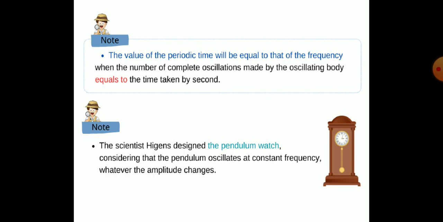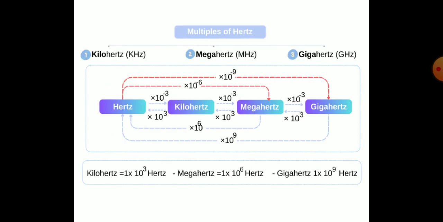And the scientist had designed the pendulum watch, considering that the pendulum oscillates at constant frequency whatever the amplitude changes. And to remember, kilohertz equals 1 times 10 power 3 Hertz, and megahertz equals 1 times 10 power 6 Hertz, and gigahertz equals 1 times 10 power 9 Hertz.